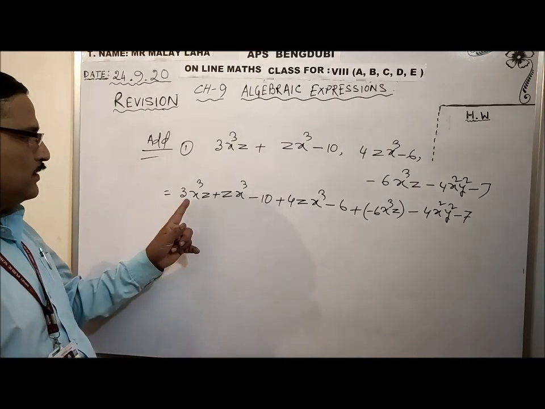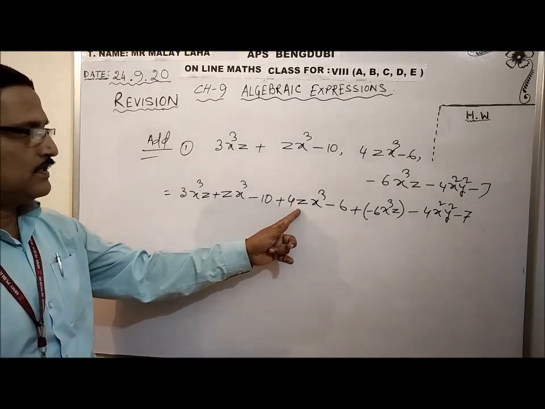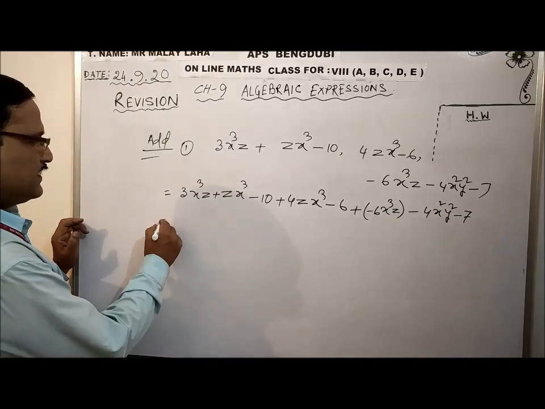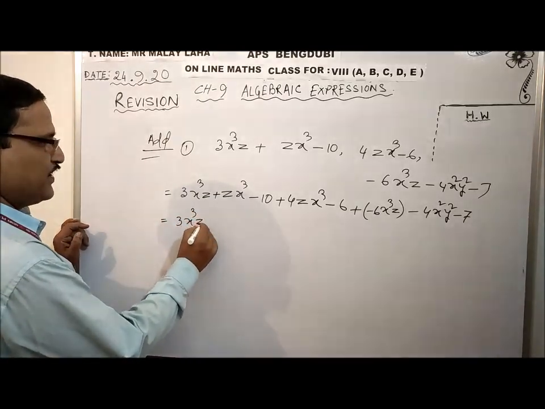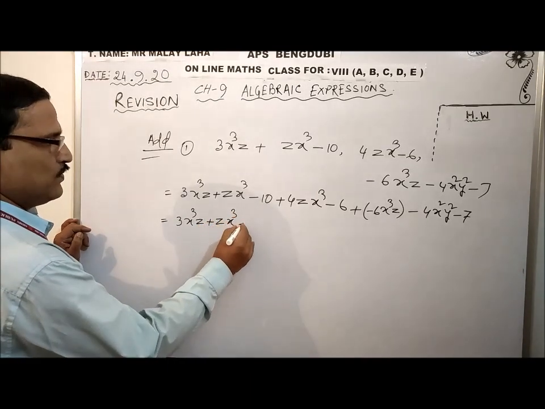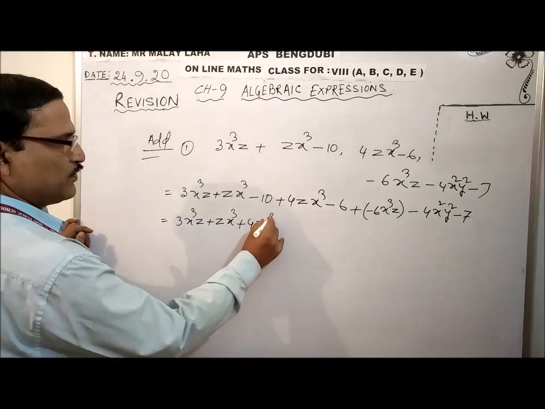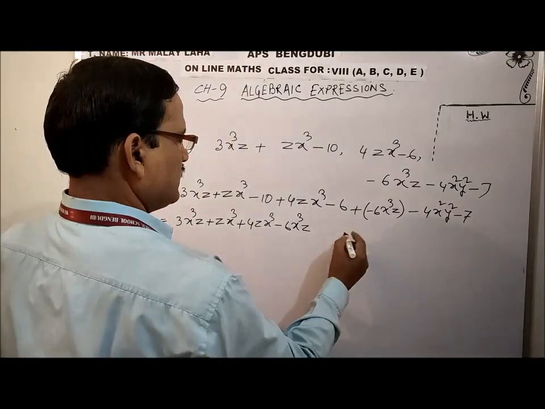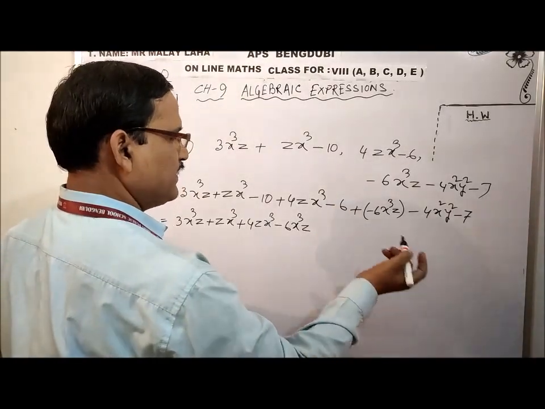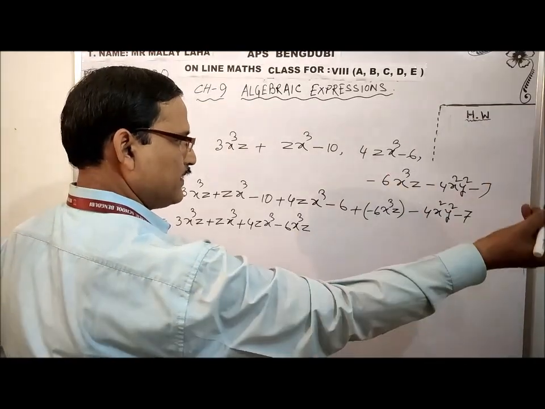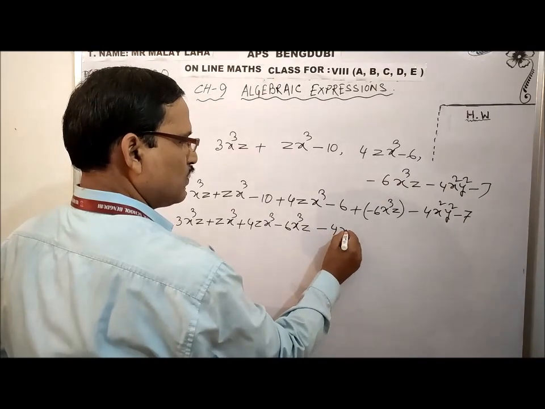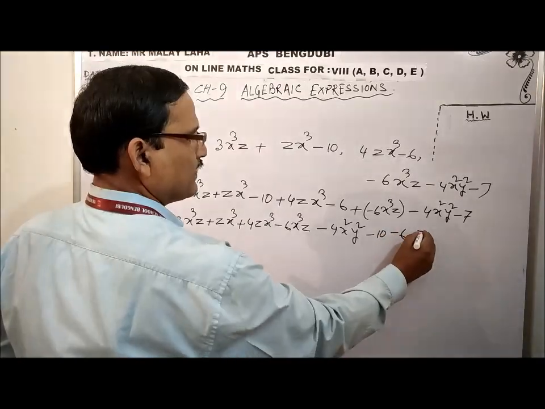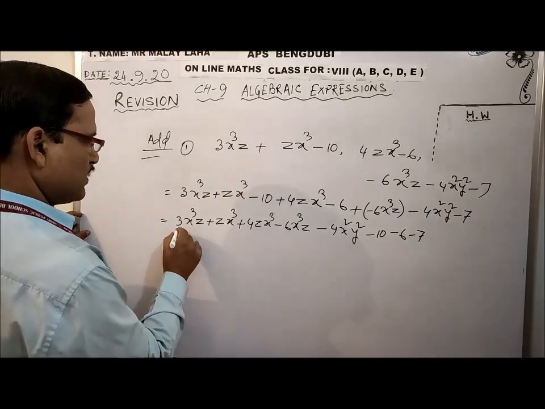Okay, who are like? This is like this, and this. All are like. So like terms should be written at the beginning serially: 3x cube z plus zx cube plus 4zx cube minus 6x cube z. Then this one is coming first, the literal factor, and at the end the numerical factor, that is the constant term, should be at the end. Minus 4x square y square minus 10 minus 6 minus 7. Okay, so now what is the result together?